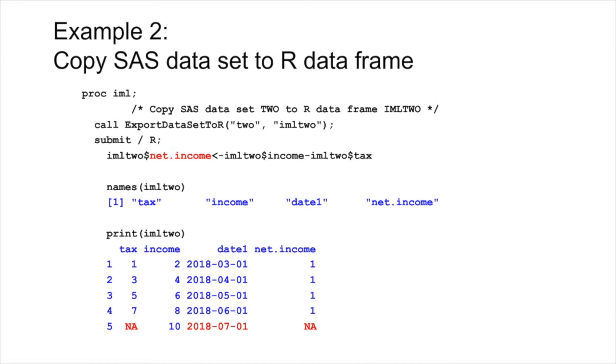If we do a print, we can see that the date variable is in fact understood to be a date. You can see that we've added a new column. You can also see that the missing value of dot in SAS has become the missing value of NA in R. And here we just print one of the columns.